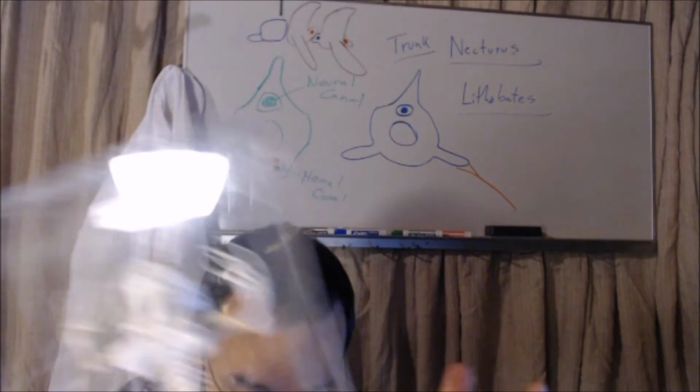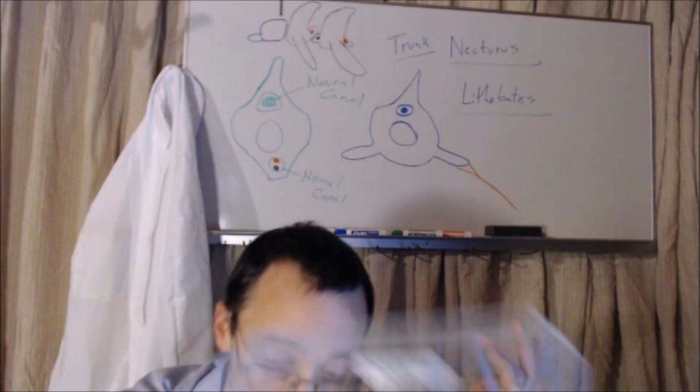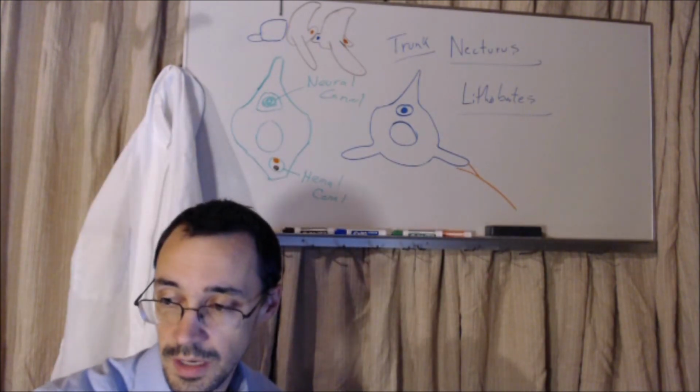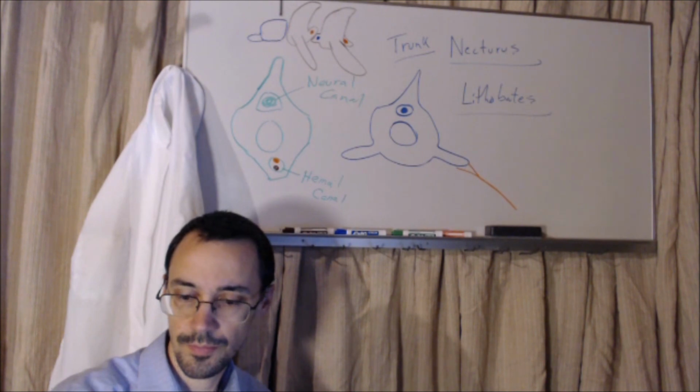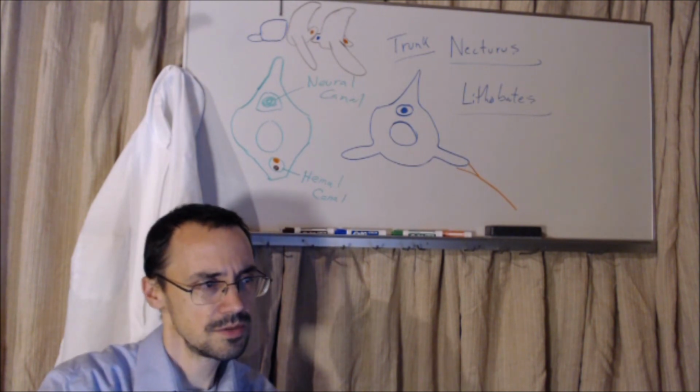So notice we don't have a hemal arch because we no longer have caudal vertebrae. We only have a urostyle. And that concludes amphibians.